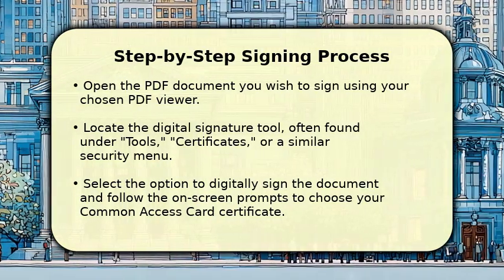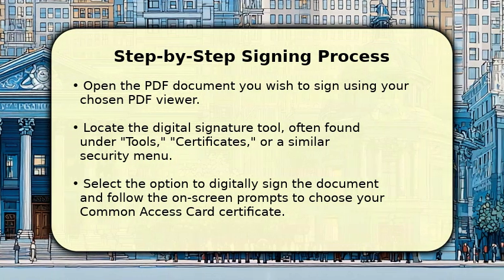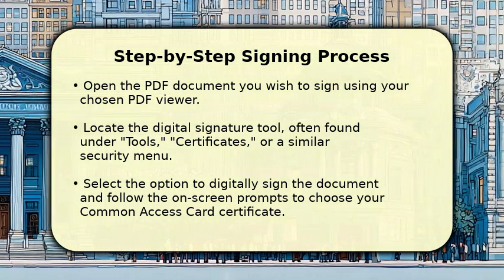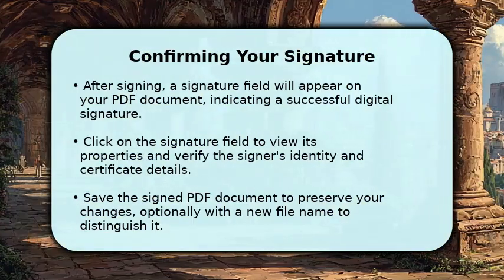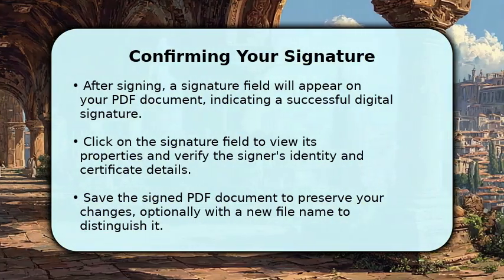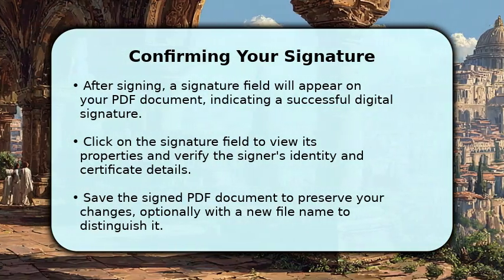Card certificate. You will then be prompted to enter your Common Access Card PIN to authorize the signature, ensuring its authenticity and security. Once you have entered your PIN, a signature field should appear on your PDF, confirming the successful application of your digital signature.